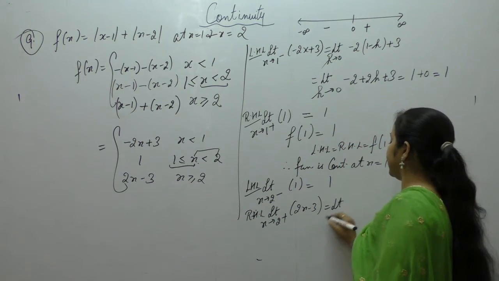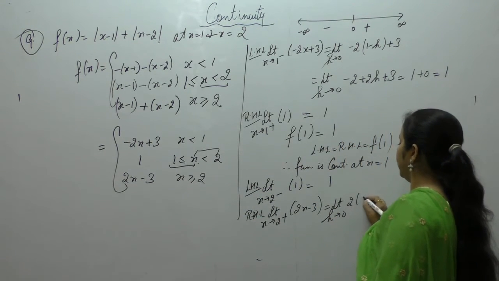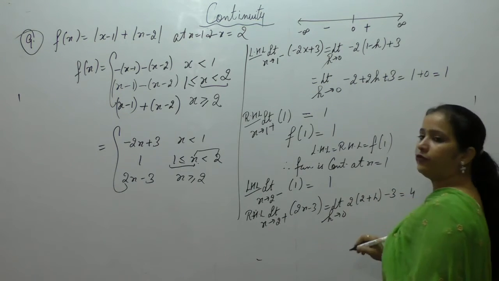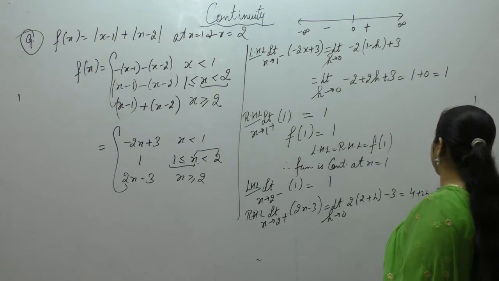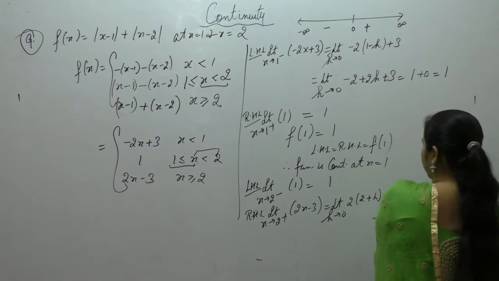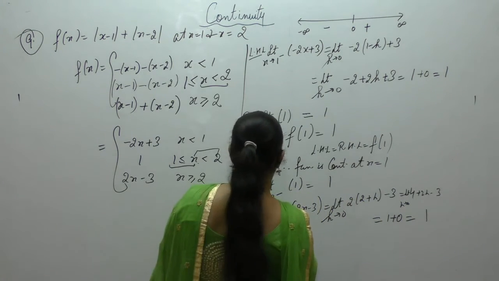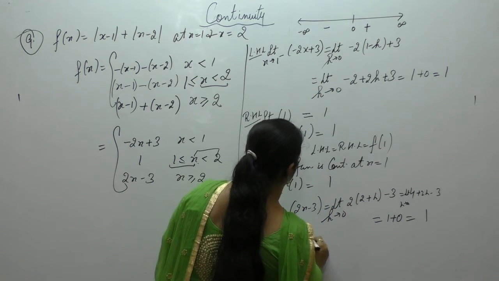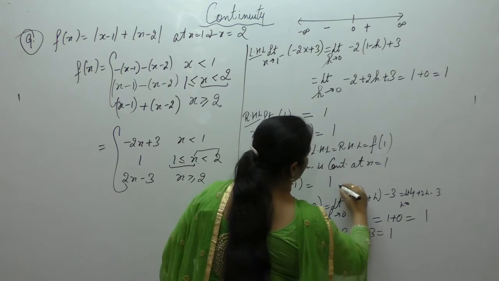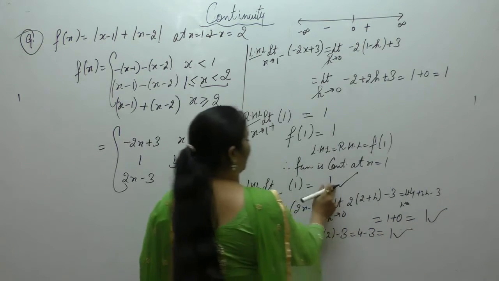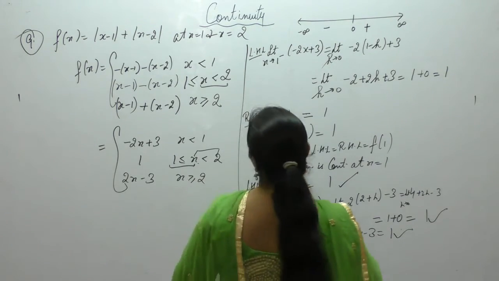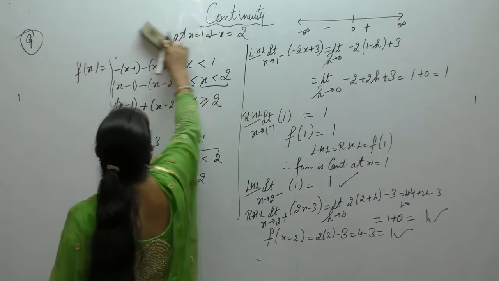So we can write it as limit h tends to 0, 2 into (2 plus h) minus 3. 2 into 2 is 4 plus 2h minus 3. 4 minus 3 is 1 plus 2h, which is 0 as h tends to 0. So 1. So the value of the function at x is equal to 2 is 2 into 2 minus 3, 4 minus 3, 1. Left hand limit, right hand limit and value of the function at that point are equal. Therefore the function is continuous at x is equal to 2.